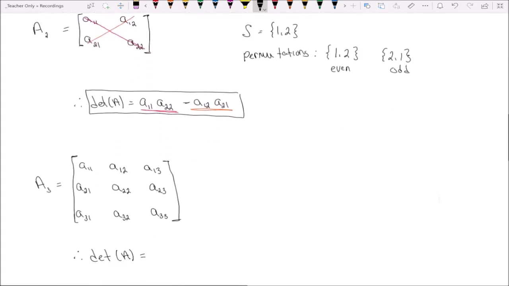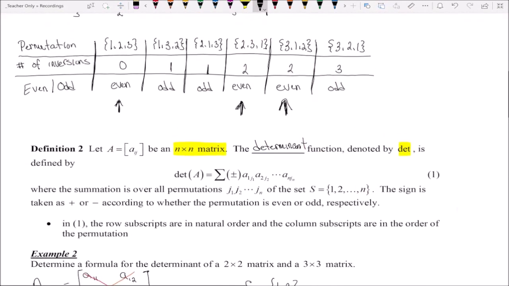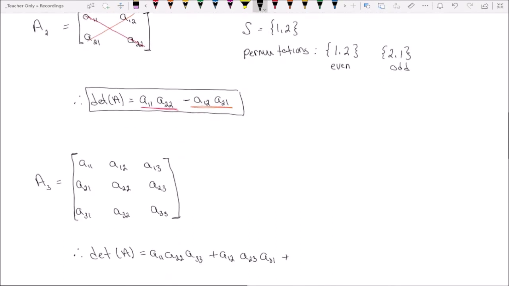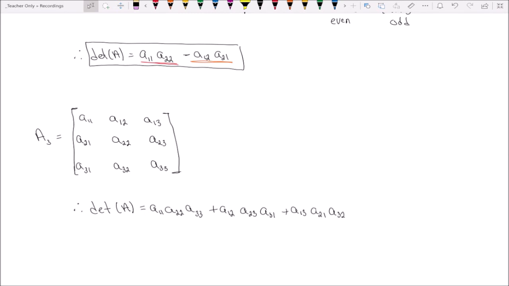All right? First, the permutation 1, 2, 3. So A11, A22, A33 plus, right? Next 2, 3, 1. So A12, A23, A31 plus. The final permutation for the positives, 3, 1, 2, A13, A21, A32. Right, now notice what's going on here, right?